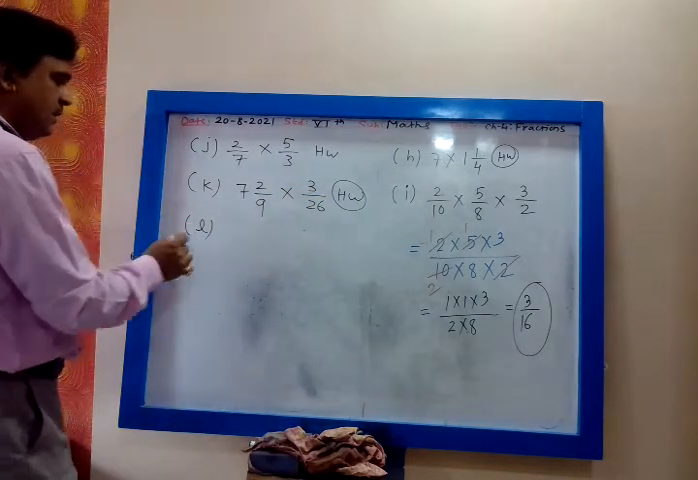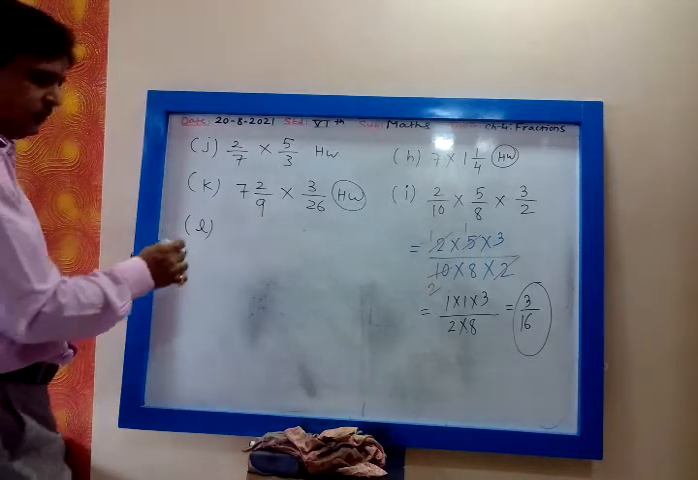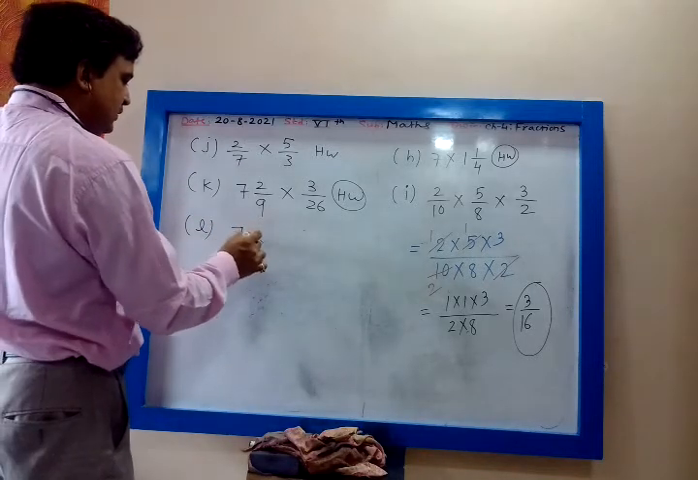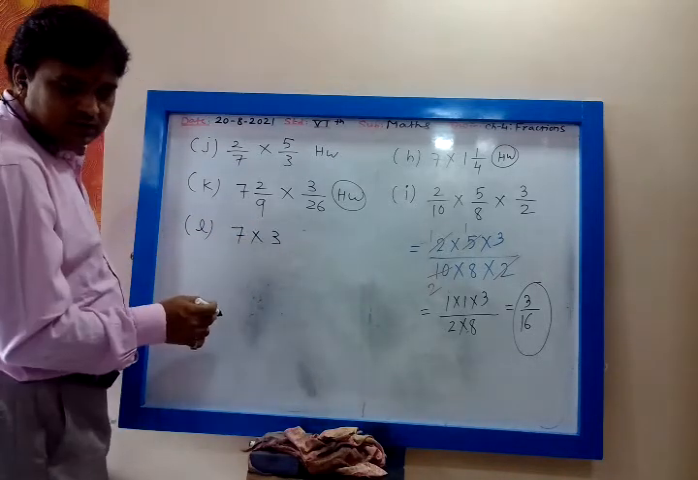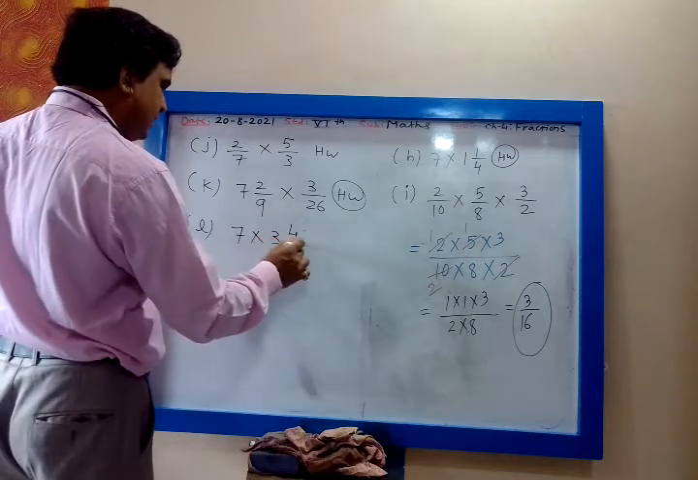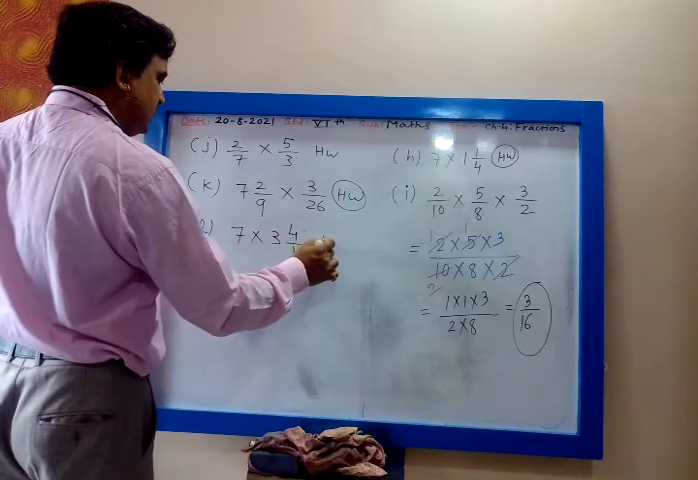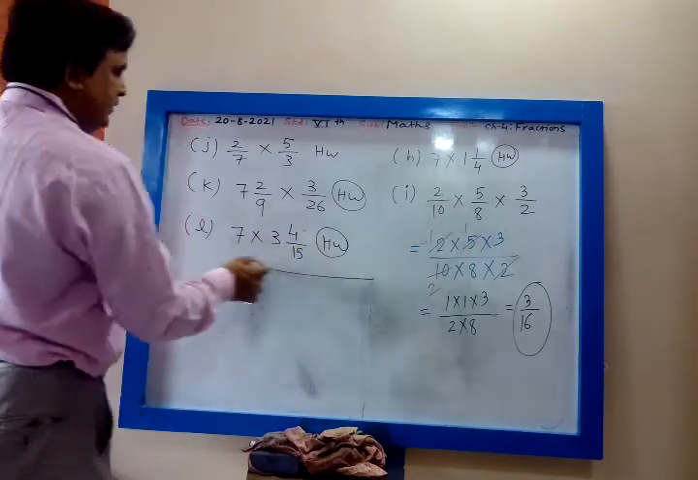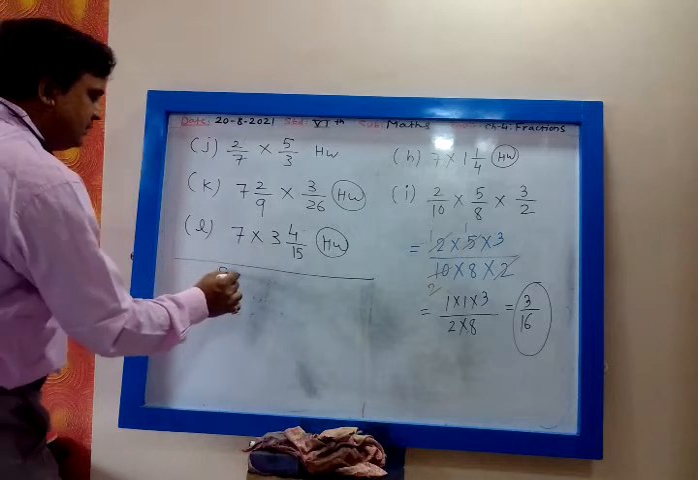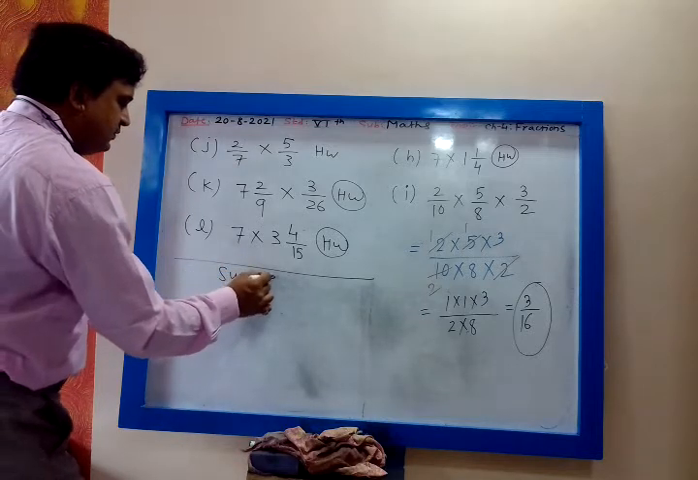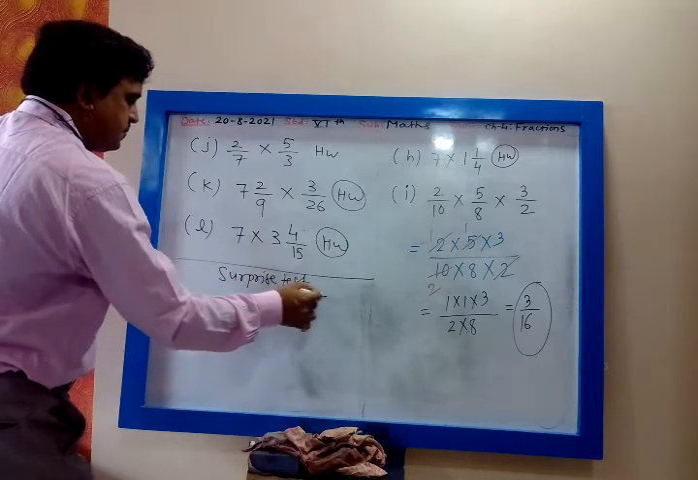L, 7 is to 3 by 14. 7 is to 3 is to 4 by 15, mixed fraction. Homework. Okay. So now surprise test. Chalo. Surprise test.